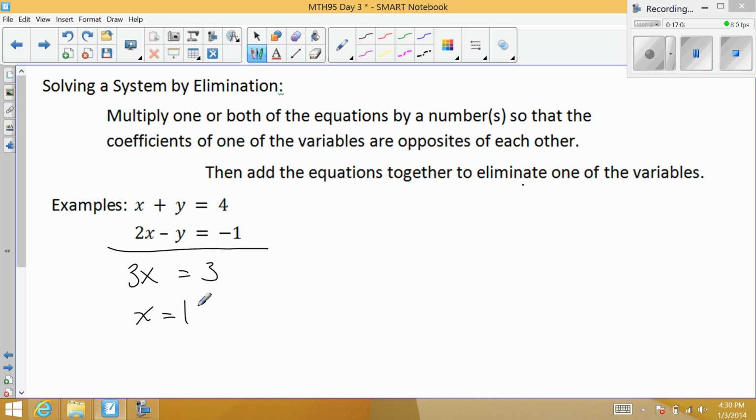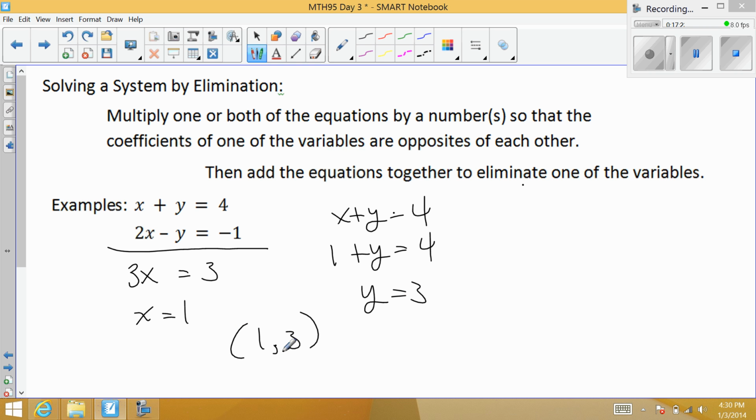Now that I know my x value, I can go back and find my y value. If x plus y is 4, but x is 1, then subtracting 1, y has to be 3. And I found my solution. X is 1, y is 3.